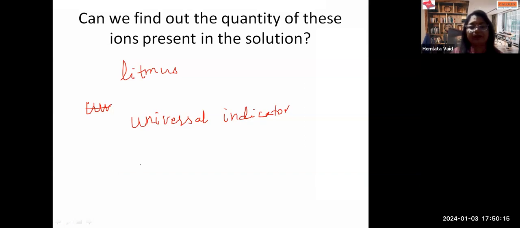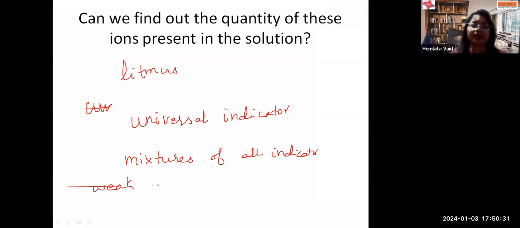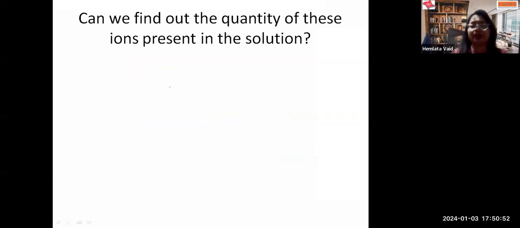Universal indicator is the mixture of all indicators. Now, what is the need to mix all the indicators? Some indicators will give you a result for only weak acids, but they don't work for strong acid or strong base. Some might work only for a strong base. They won't give you the result for strong acid or other weak base. So what do they do? They simply mix all the indicators and make one universal indicator.